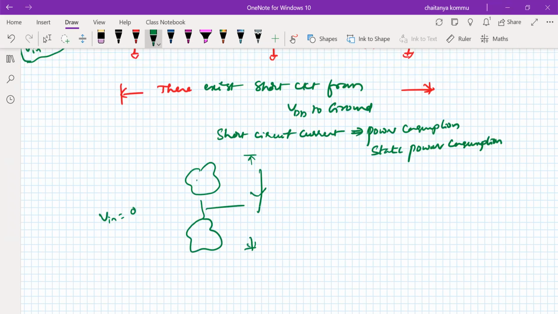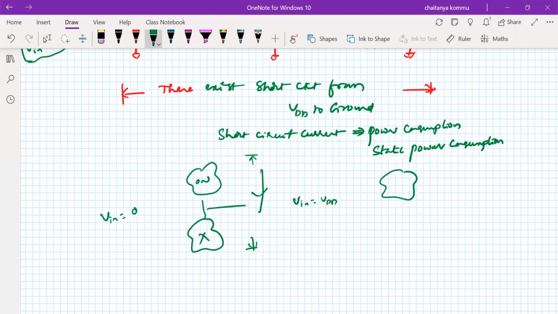So that means, for example, this is on and this is always off. That is the best choice. Or otherwise, when Vn is equal to VDD, the upper one is off and the lower one is on. So forever it should be something like that. Statically, if you maintain Vn equal to 0 for a long time, or Vn equal to VDD for a long time, they should not allow any kind of current from VDD to ground. That's what we should understand. There should not be any kind of current flow from VDD to ground.